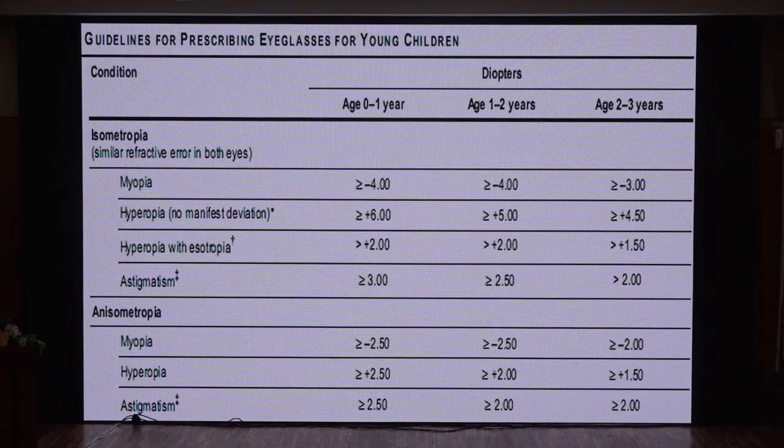Similarly for hyperopia, plus 5, we don't prescribe. So there's a caveat to it. What exactly are we looking at? Anything else that we need to pay attention to? Anyone? So orthoptic evaluation is very important. You have to look at whether the child has an esophoria or esotropia. If the child has an esotropia or esophoria, you have to give the full prescription.